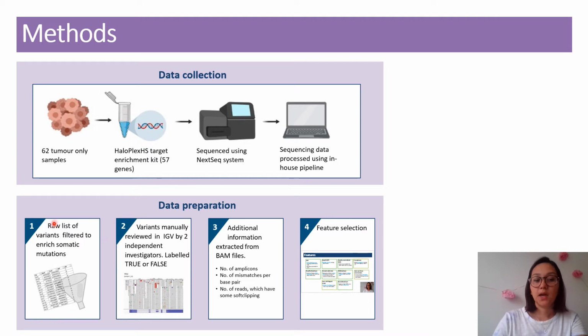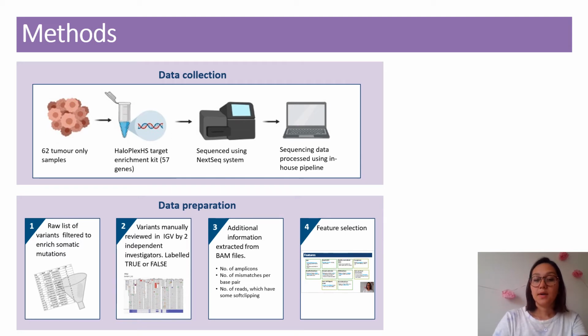That pipeline gave us a raw list of variants, which we filtered to enrich only for the somatic mutations. And then the variants were manually reviewed in a genomics viewer, so IGV, by 2 independent investigators, and they were labeled either true variants or false. Then we had additional information that we extracted from the BAM files, and so that included the number of amplicons covering a base, the number of mismatches across reads, and the number of reads that had some sort of soft clipping.